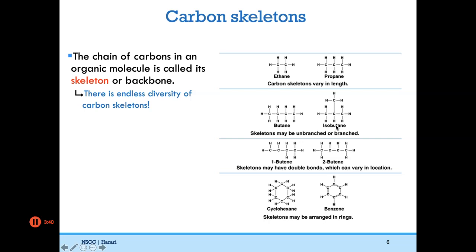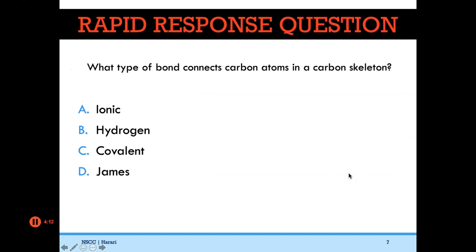And there's an endless diversity of carbon skeletons. They can be very simple and linear, like ethane or propane, or they can be arranged in rings, like a benzene ring, or they can have branches. They could be branched off like an isobutane. So these carbon atoms make different shapes, but one thing is for sure, they all have four valence electrons, and they make 4 bonds with their neighbors. So all of these carbons are very stable and they're happy. So pause here and tell me what type of bond connects carbon atoms in a carbon skeleton. And the answer is C, covalent.